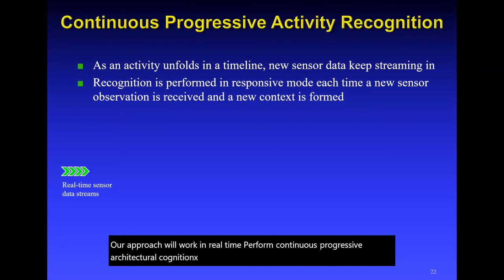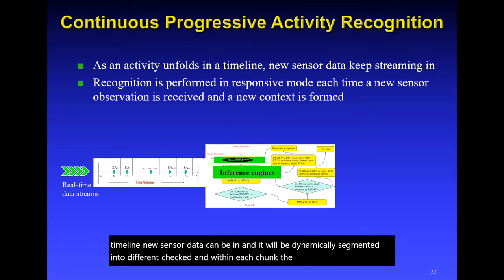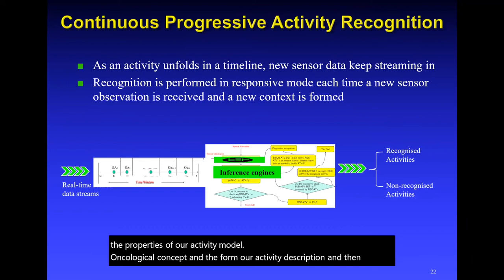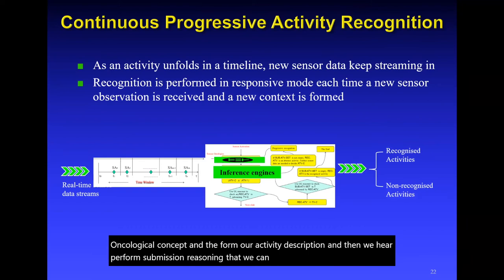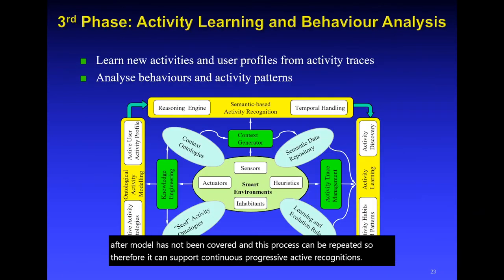As you can see here, as an activity unfolds on a timeline, new sensor data comes in and is dynamically segmented into different chunks. Within each chunk, the data is mapped to the properties of our activity model, like an ontological concept, and they form an activity description. Then we perform subsumption reasoning to recognize it, as I mentioned, it could be a recognized activity, or a non-recognized activity if the model has not covered it. This process can be repeated, so it supports continuous progressive activity recognition. So this is the second phase.